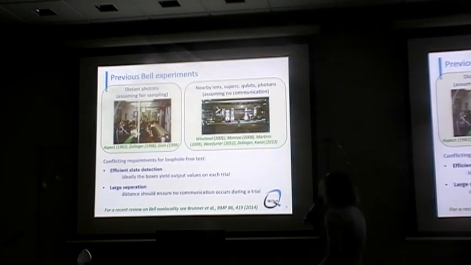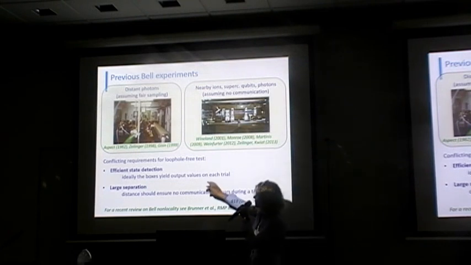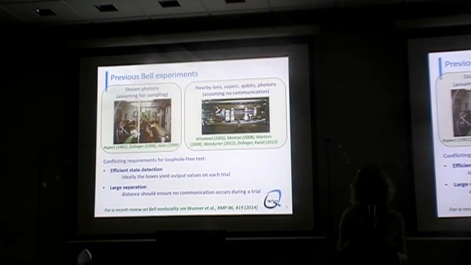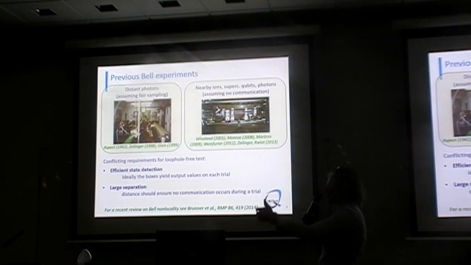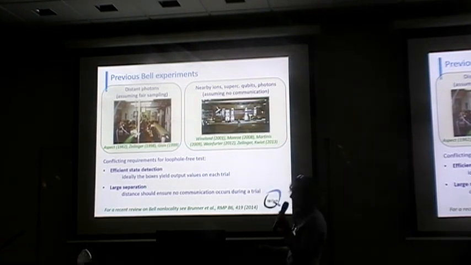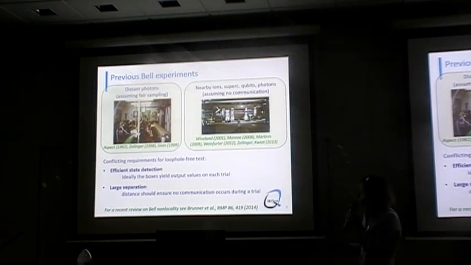So these requirements that we want here, namely efficient state detection, meaning the boxes always produce an output value in each trial, are somewhat difficult to reconcile with the fact that they are far apart. You can think that in a photonic experiment, the fact that I may not see an outcome simply happens because if I send a photon somewhere, it will get lost on the way. And of course, the further I put them apart, the more likely it becomes that the photon is simply lost. So it's very difficult to combine these two requirements together in one experiment.